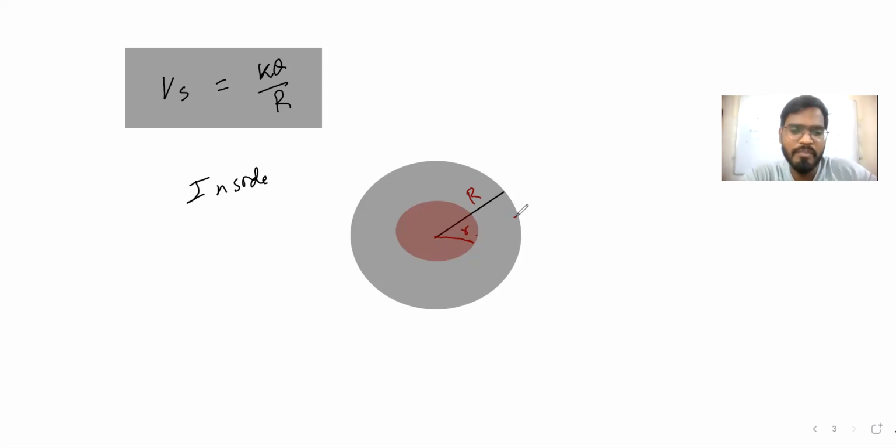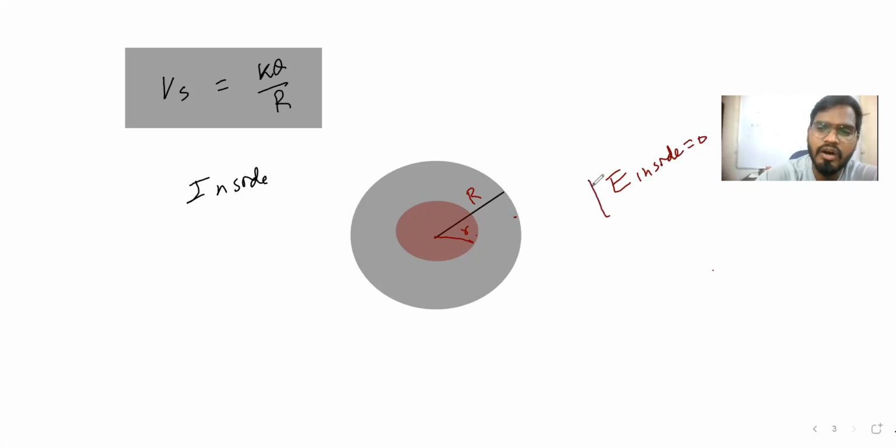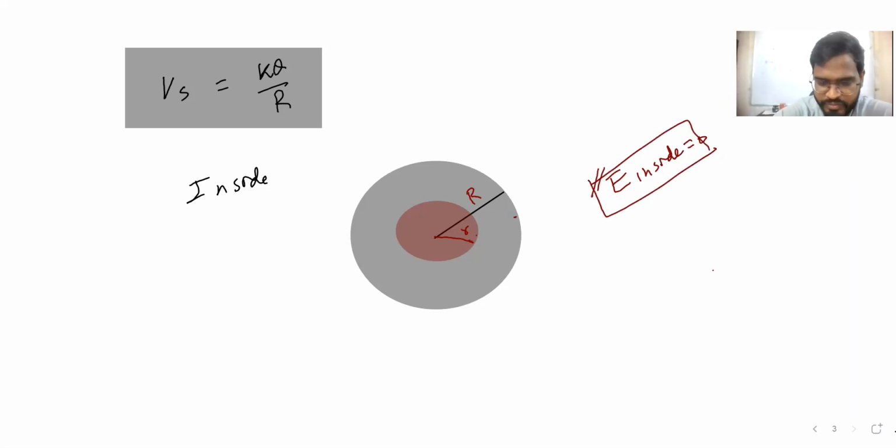Let's see. We know electric field inside the conductor is 0. If it were not 0, then what will happen? If charges move, it will constitute current. It will not remain electrostatics, it will become something else. So E inside of the charged conductor is 0. Okay, fine, very good.